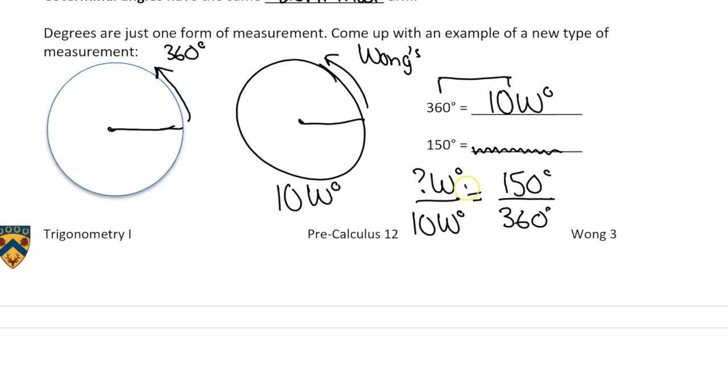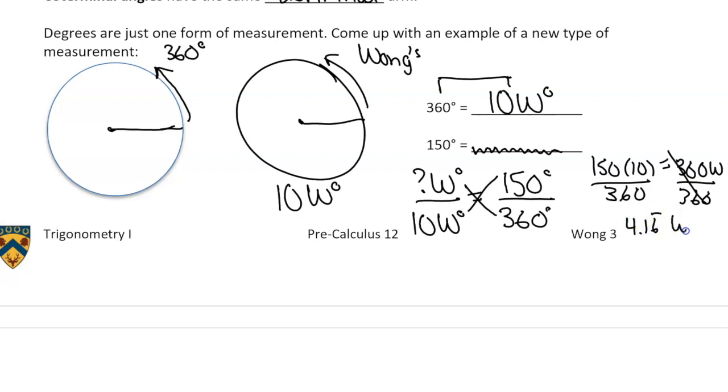So we could cross multiply right here and we can see what happens from that. So when we do that, we would get 150 times 10 is going to equal 360 wongs. Divide by 360, divide by 360, and you are going to get something like 4.16 repeated wongs. You could say 25 over 6. Wongs likes to go in decimals, so we'll say 4.16 wongs.